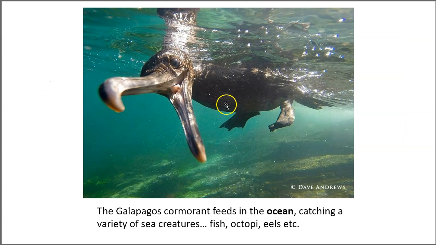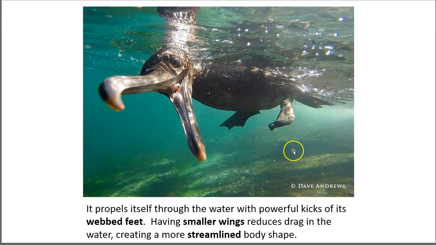Now, the Galapagos cormorant, of course, it can't fly, but it feeds in the oceans. It catches a variety of sea creatures like fish and octopi and eels and so on. It's got very powerful leg muscles, and the webbing here helps it propel itself through the water. It's got powerful kicking motions here, and it's a really good swimmer. In addition, having smaller wings reduces drag in the water, creating a more streamlined body shape. So it's actually an advantage then to have small wings here when you're feeding in this way.